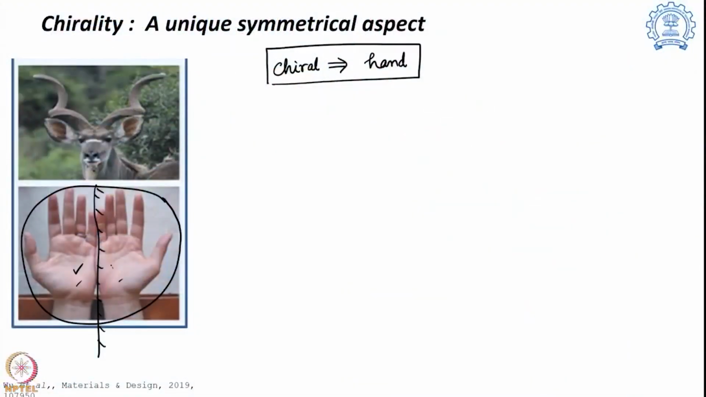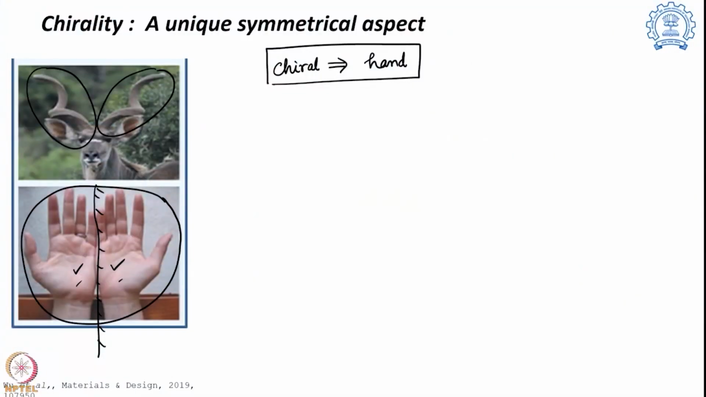So, this particular system is known as the chiral system, where I have the mirror image of each other, but they are not superimposable. And over here you can see the horns of this particular deer actually having the same thing. They are actually mirror images of each other, but if you want to put them on top of each other, they do not really fit on top of it, and that is known as chirality.